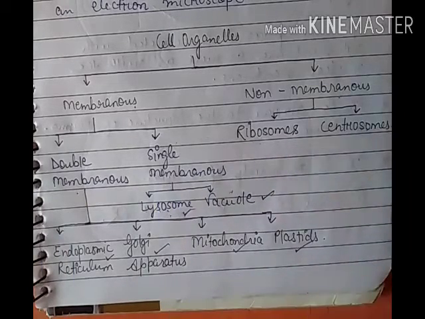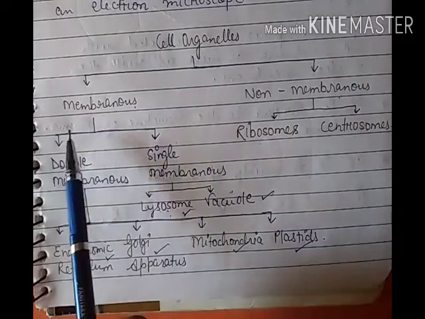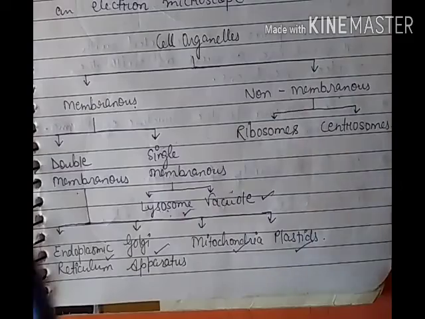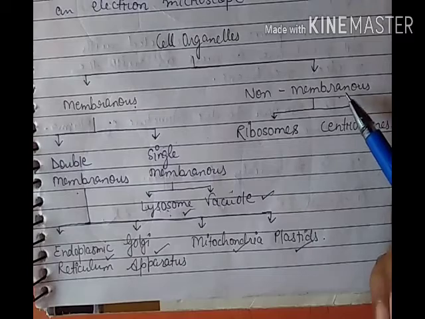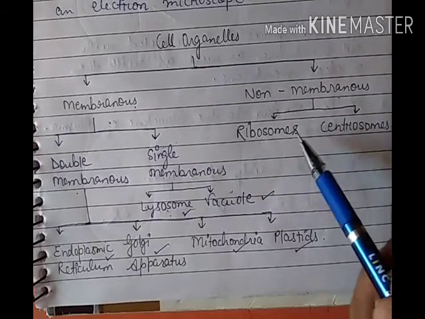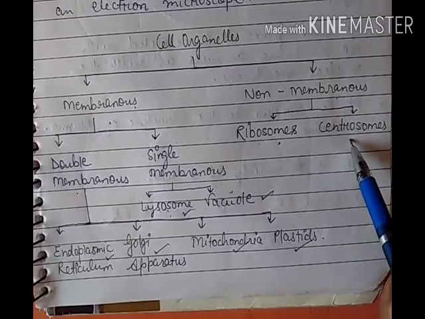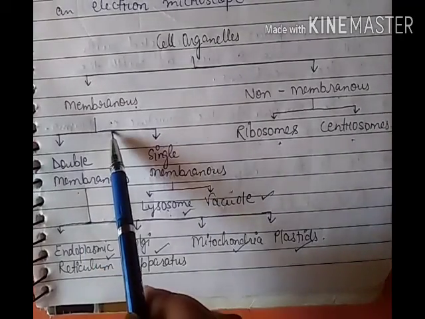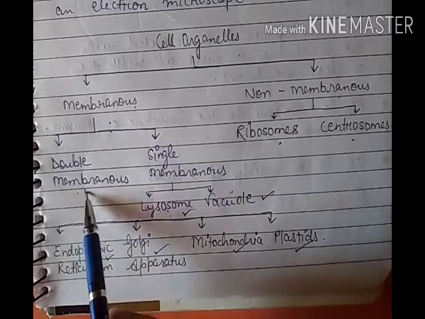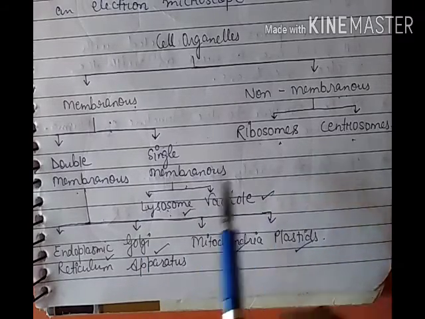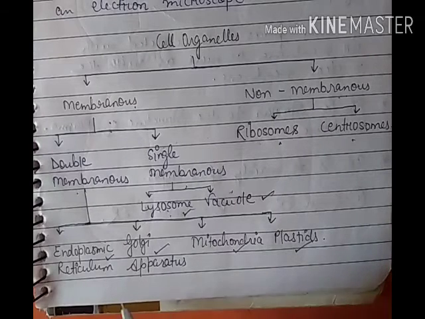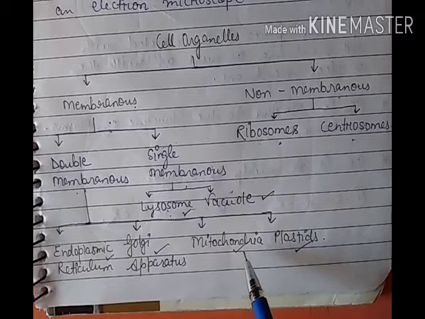So you can see that cell organelles are of two types, membranous and non-membranous. Those which have a membrane will be called membranous, and those which do not have any kind of membrane will be called non-membranous. You have to remember these names: ribosomes and centrosome. They are non-membranous. Now, if they are membranous, they can be of two types: either double membranous or single membranous. Single membranous are lysosome and vacuole. And in double membranous there are four cell organelles. First is endoplasmic reticulum, second is Golgi apparatus, third is mitochondria, and fourth is plastids.